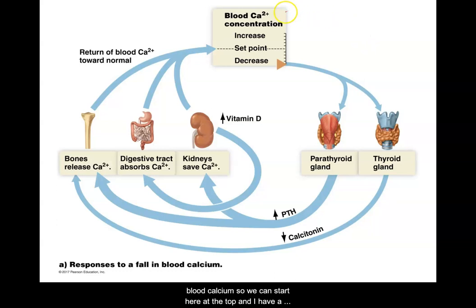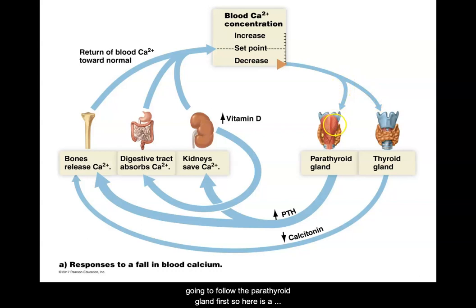So we're going to start here at the top, and I have a specific blood calcium ion concentration, and it's shown to be at a decreased value. It's lower than what I want the set point to be. So in response to a low calcium level, I then have humoral stimulation of both the parathyroid gland and the thyroid gland. I'm going to follow the parathyroid gland first.